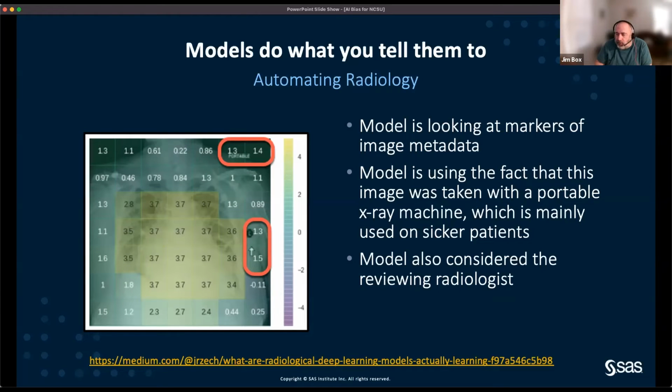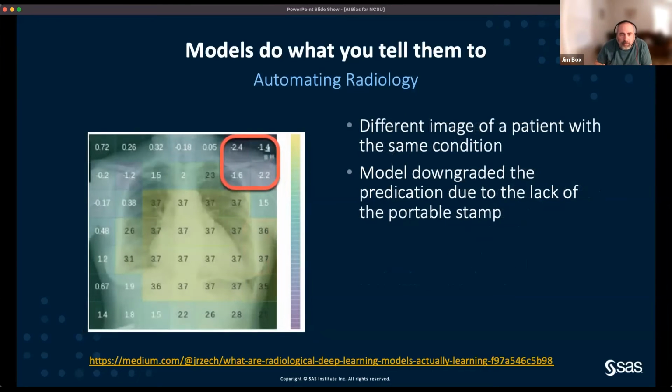This model was also looking at, like I said, some of the other metadata tags, and it quickly learned that images that had been reviewed by these certain radiologists tended to have the condition, right? And the problem there was that these were the radiologists who specialized in this and the ones that would look at most of the cases. So this model was using parts of the image that we did not expect it to be using.